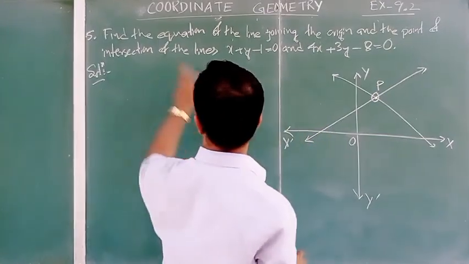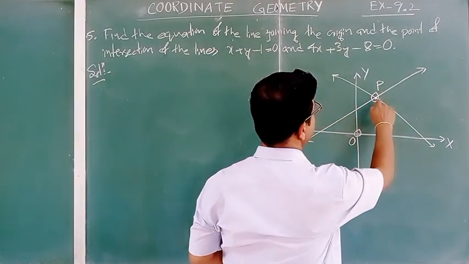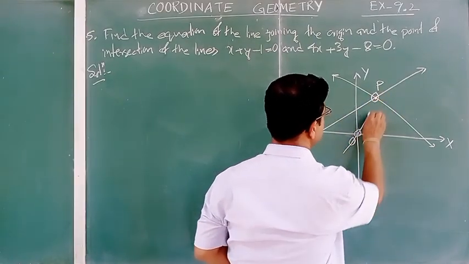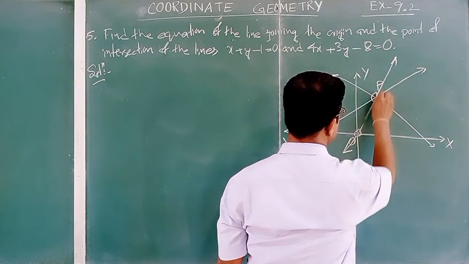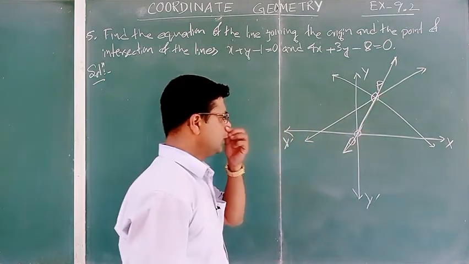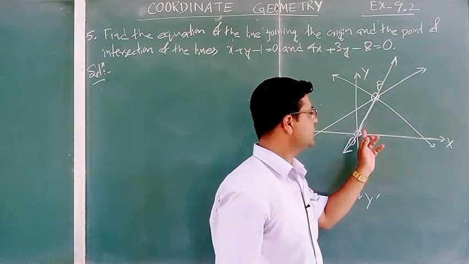Now what is the question? Find the equation of the line joining the origin. This is the origin and the point of intersection is this. We have to draw a straight line like this. This is not so straight, please excuse me for this. We have to frame an equation joining this and this.